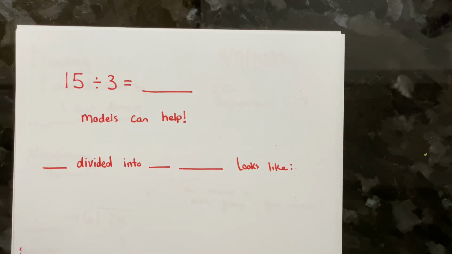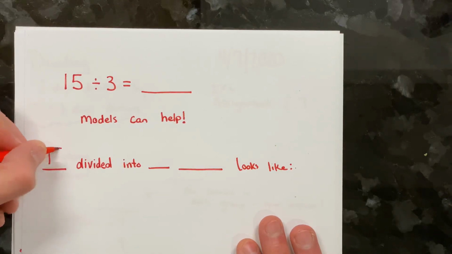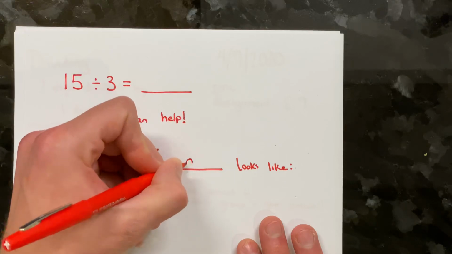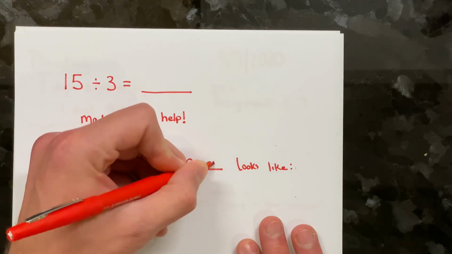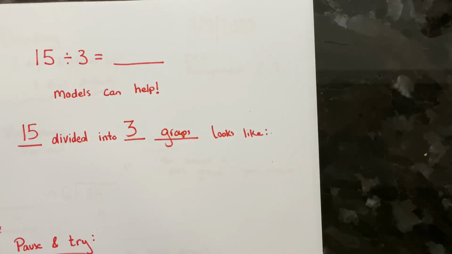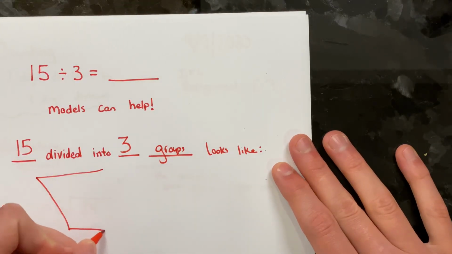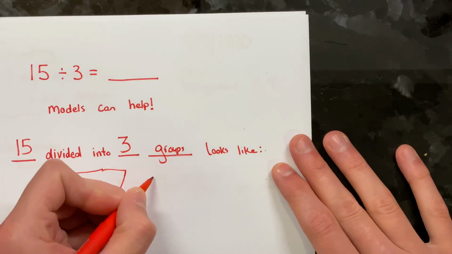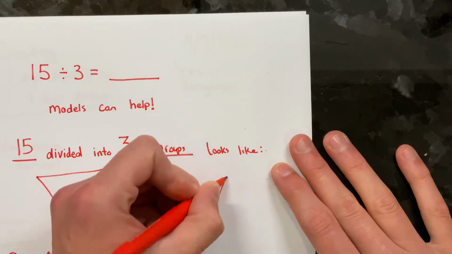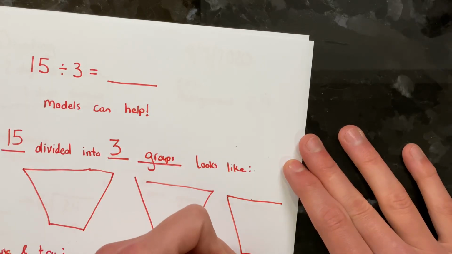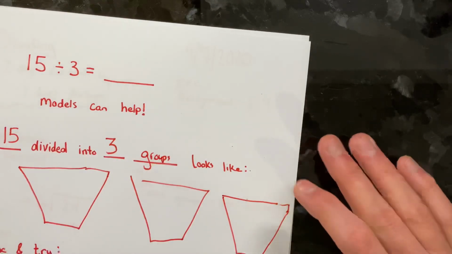15 divided by 3. Well, 15 divided into 3 groups would look like this. Let's pretend I'm still working with jelly beans, okay? I'm going to put baggie number 1, baggie number 2. Remember, I'm not Miss Sample, I'm Mr. Hogan. Baggie number 3, okay?